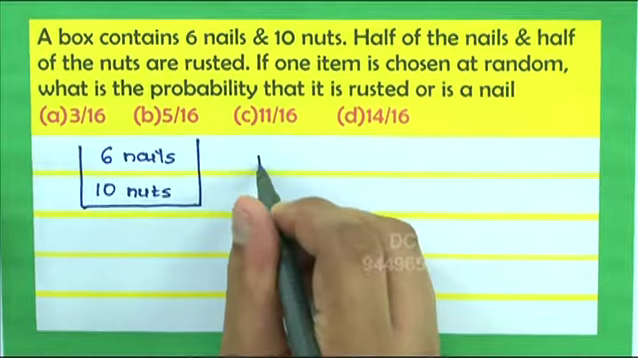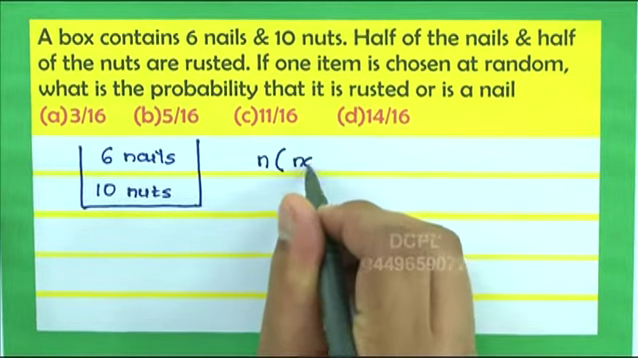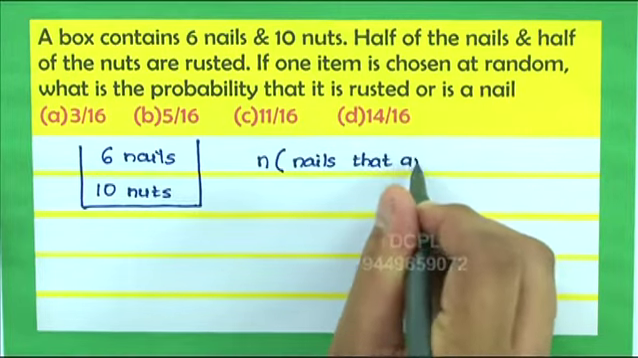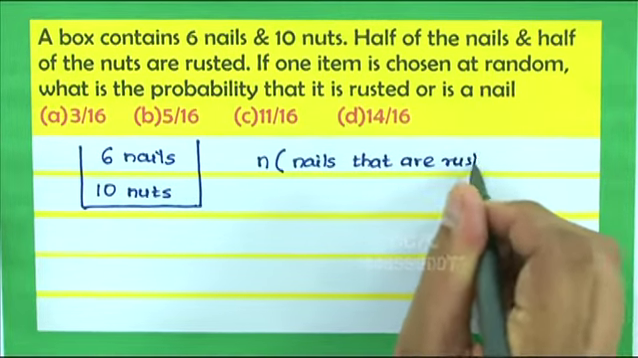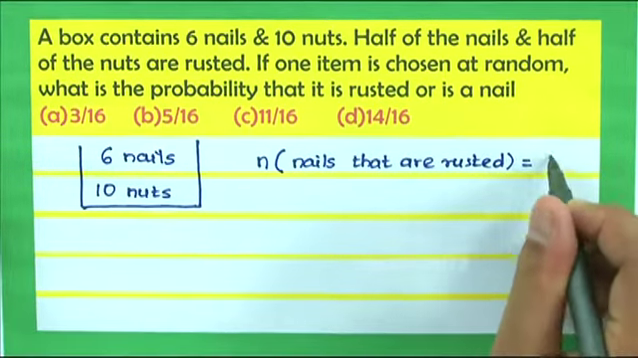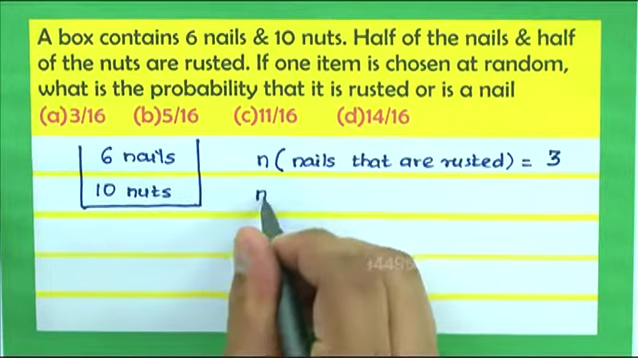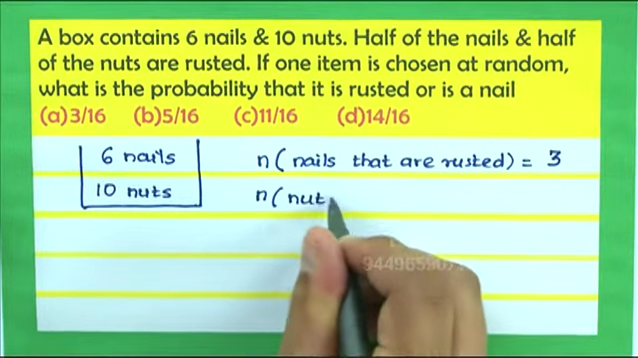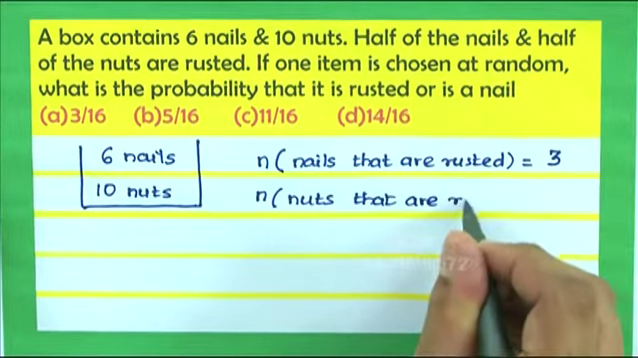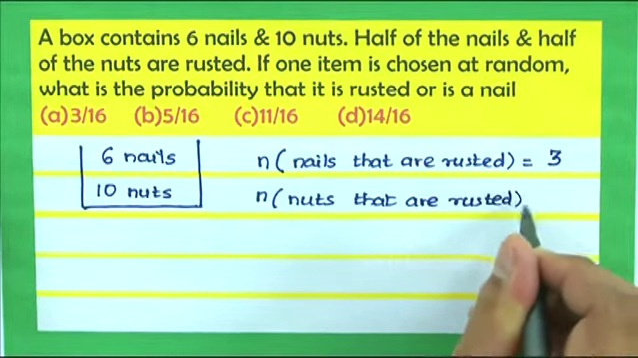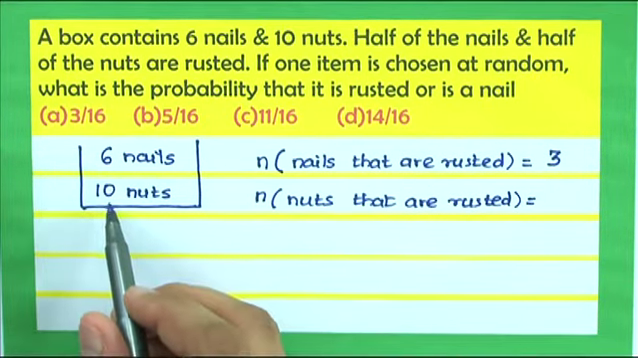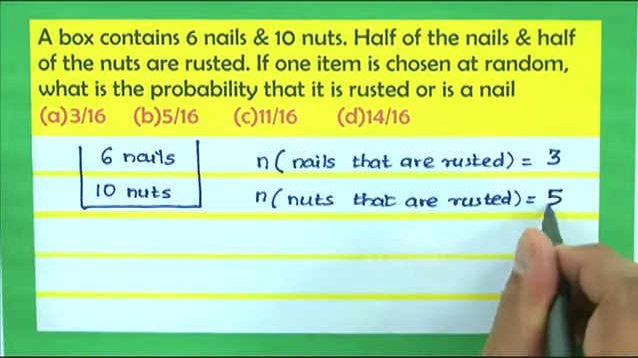So the number of nails that are rusted is half of the nails that are there. So that's nothing but 3. The number of nuts that are rusted is again half of the total number of nuts which are available, which is 10. So half of that would be 5.